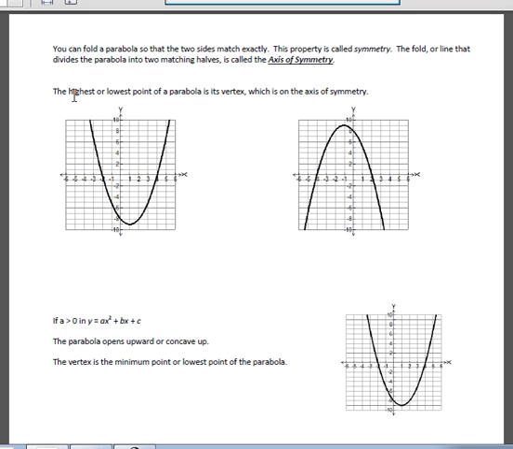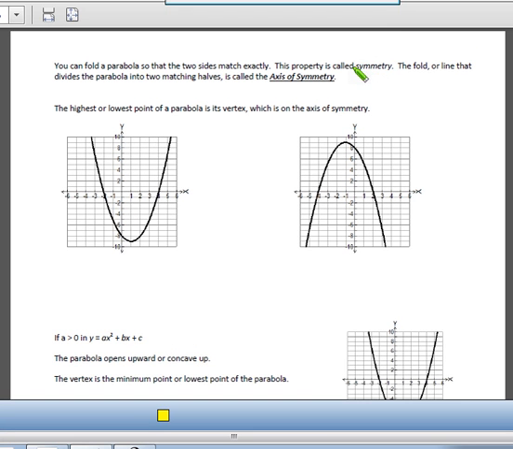So you can fold a parabola so that the two sides match exactly. This property is called symmetry, and I'm sure many of you have heard about symmetry before. So the fold, or the line that divides the parabola into two matching halves, is called the axis of symmetry. So we just saw that for the parent function. Now we have two examples here.